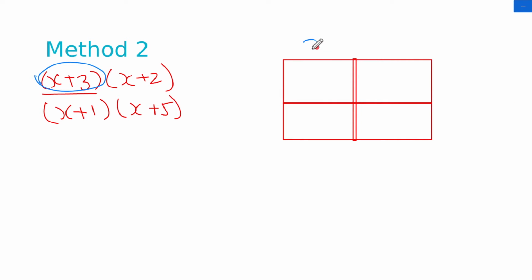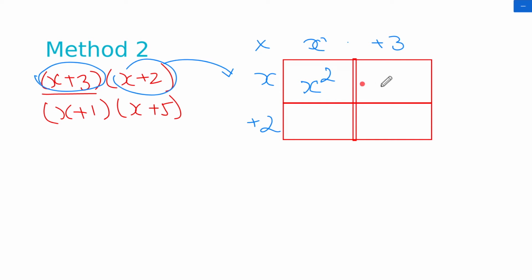I'm going to put the x here, plus 3 here. Okay, and then I have this one, and I'm going to put that right here. I'm going to put x here, and plus 2 here. You can swap them around, it doesn't matter, as long as you put them like that. And this is multiplication, okay?